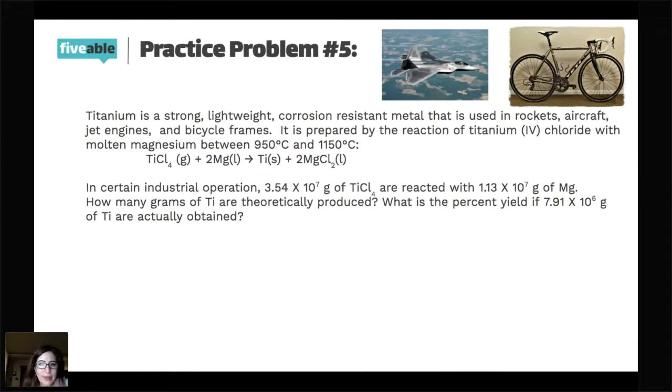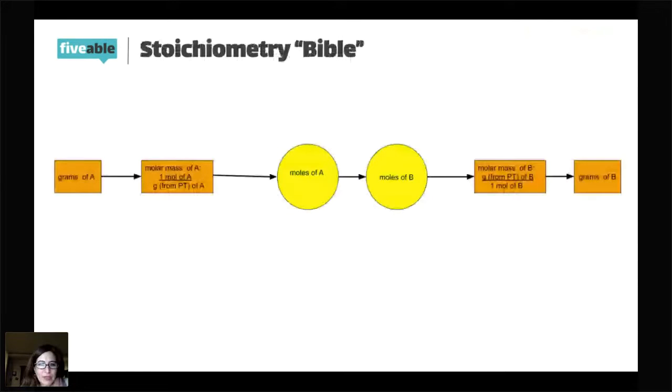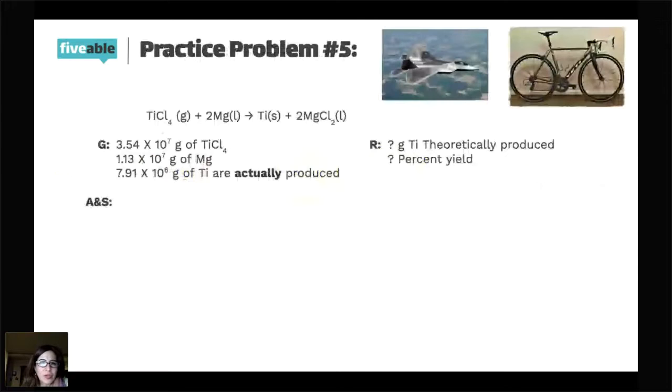Okay, let's do the given. We're going to do a process of grams all the way to grams. We're going to organize our data. So we have the grams of the reactants, and we're going to ignore this for now. The grams of the product actually produced is going to be ignored until the end. So we're going to focus right now on how many grams of titanium are theoretically produced.